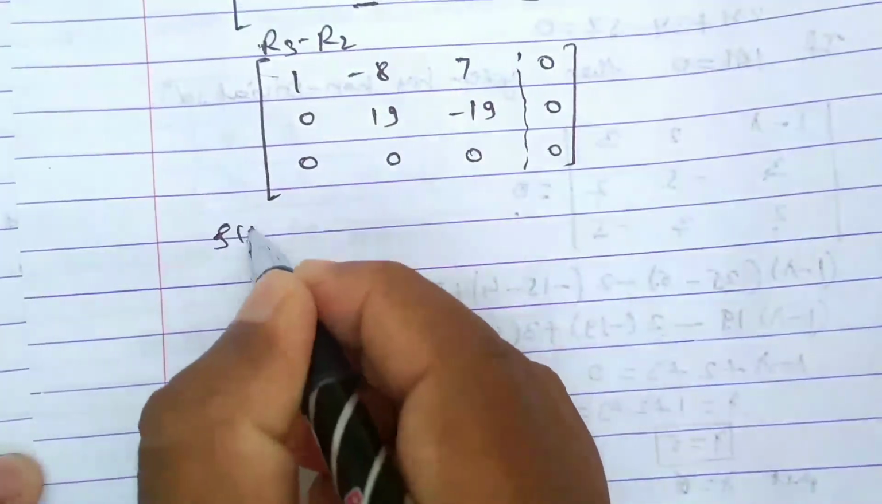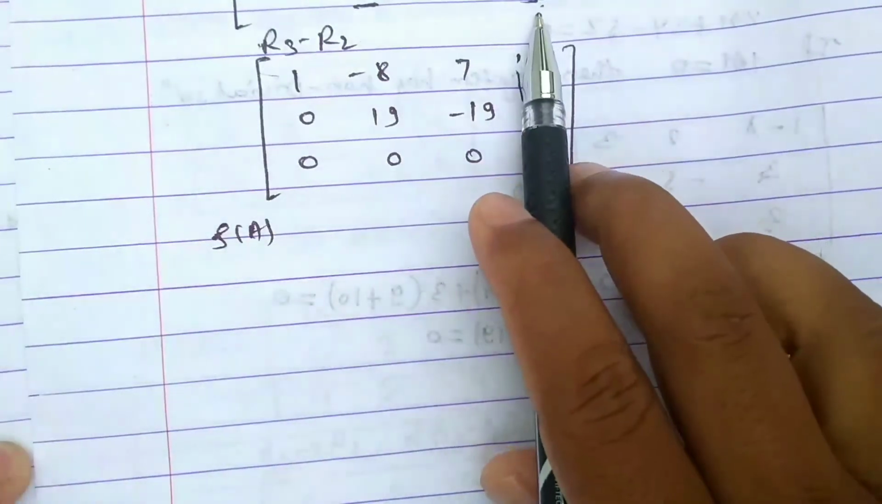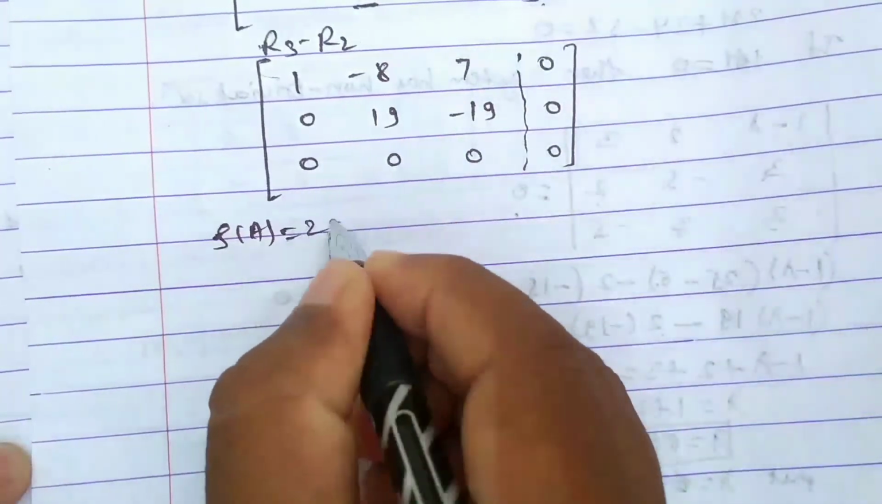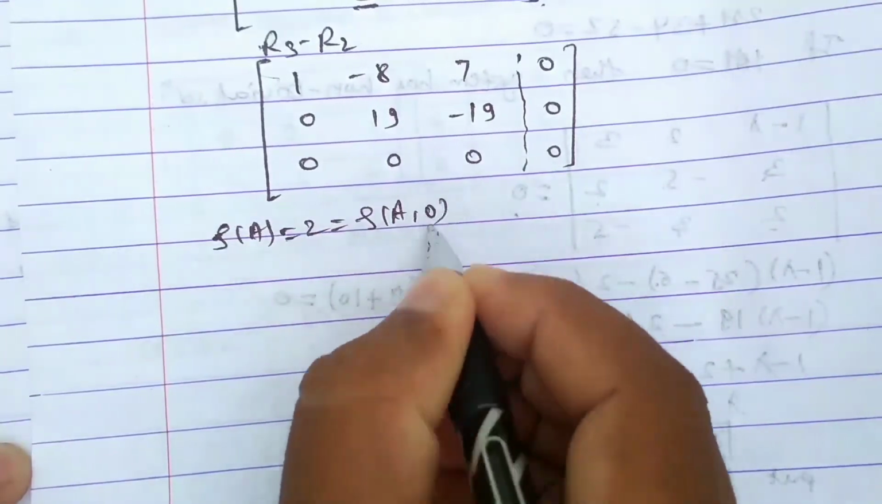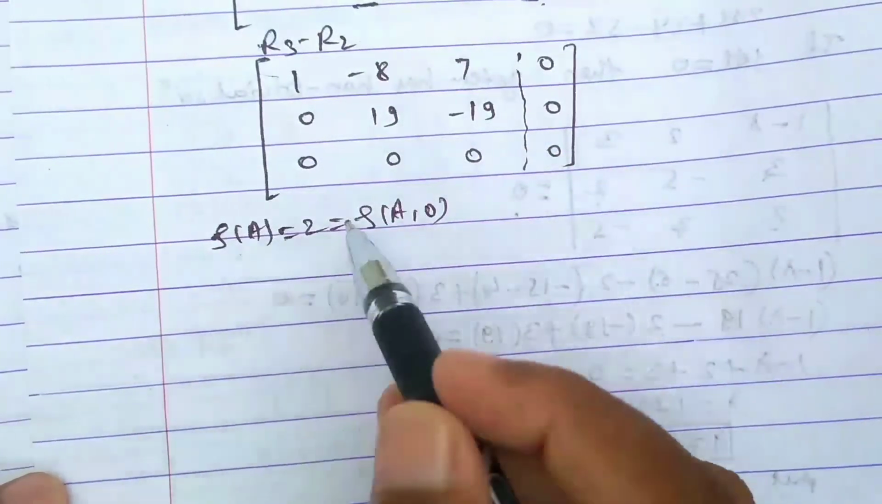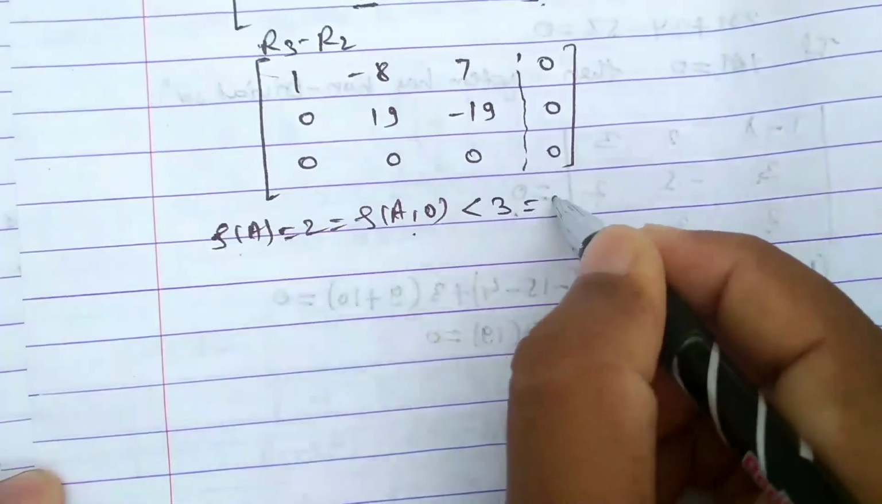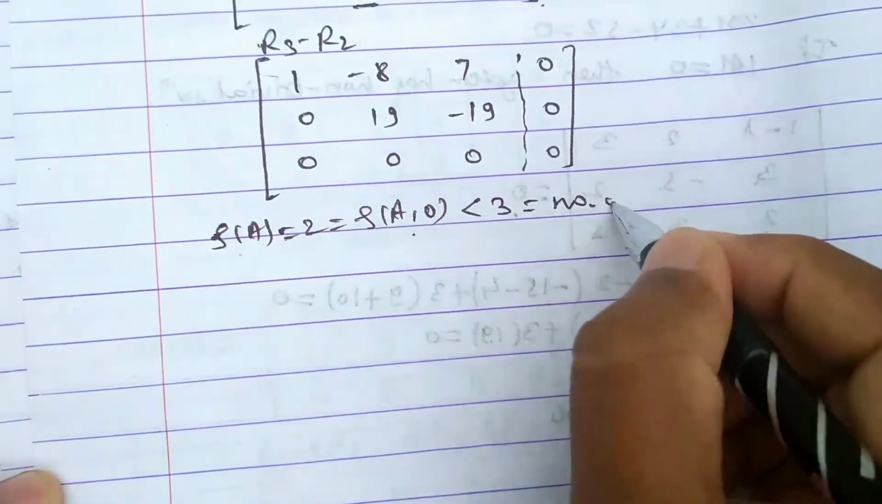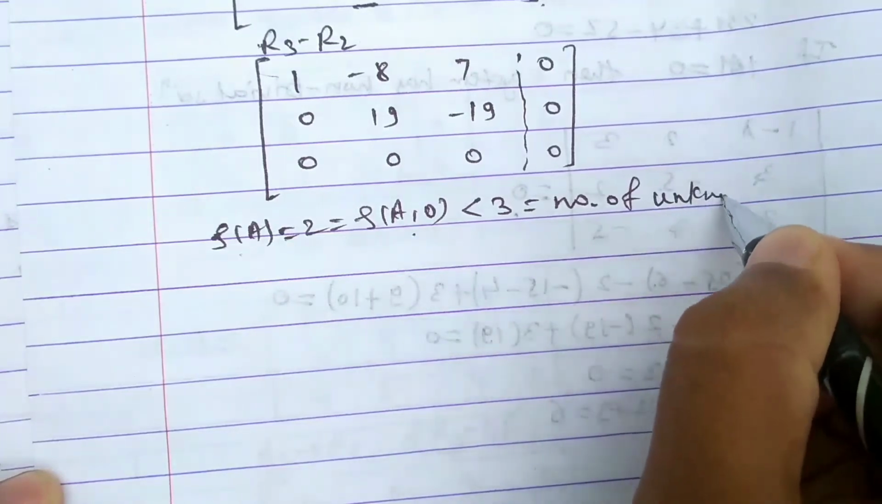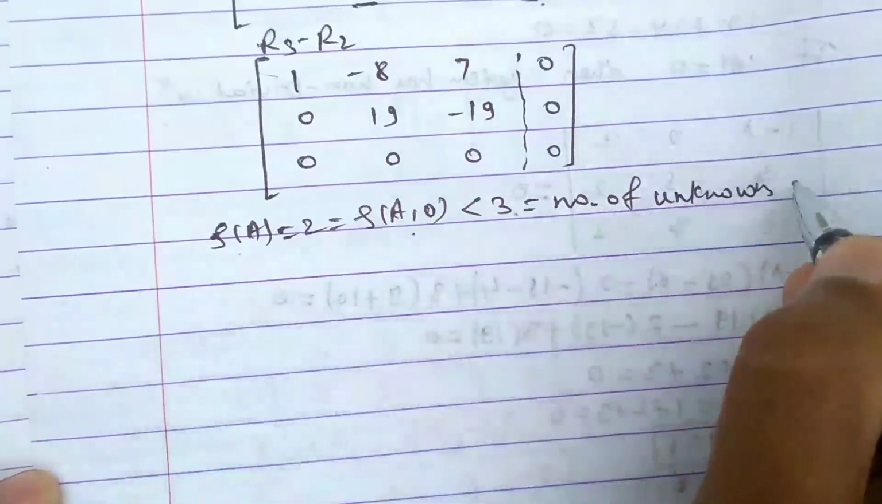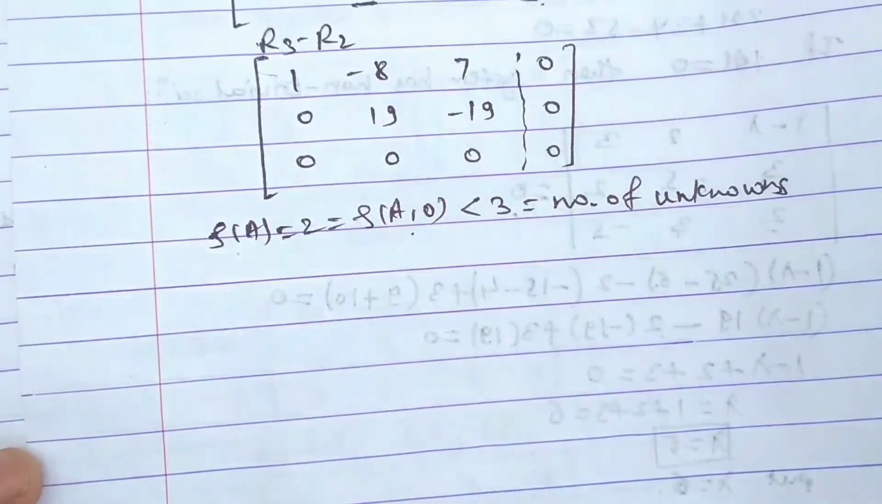What is the rank of A? The rank of A is 2 because there are 2 non-zero rows. It is the same as the rank of [A|O], because in a homogeneous system the rank of A is always the same as the rank of [A|O]. It is less than 3, the number of unknowns. So the system has infinitely many solutions, or non-trivial solutions.